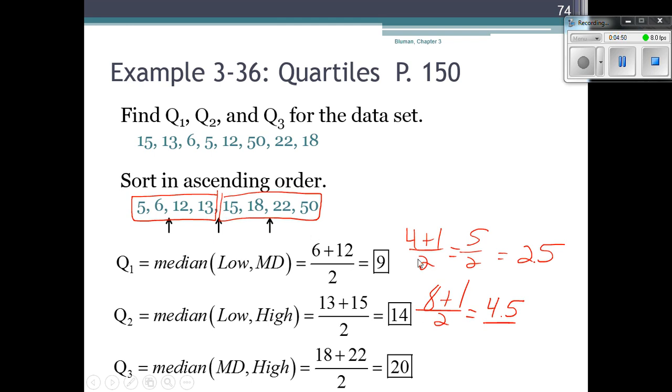Quartile 3, same concept. 4 numbers. 4 plus 1 divided by 2 is 2.5. So the 2.5 number of just this group, 1, 2.5. 18 plus 22 is 40. 40 divided by 2 is 20. So there's your quartile 1, quartile 2, quartile 3: 9, 14, and 20.